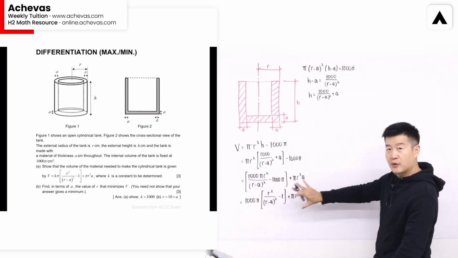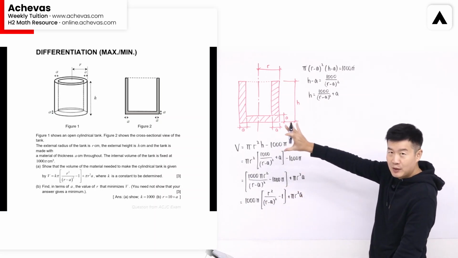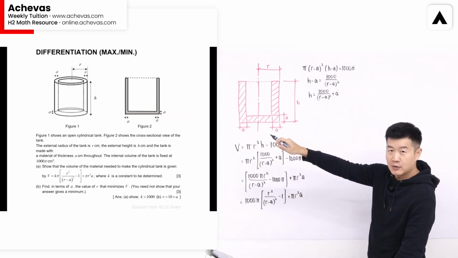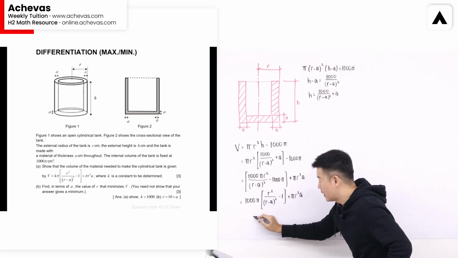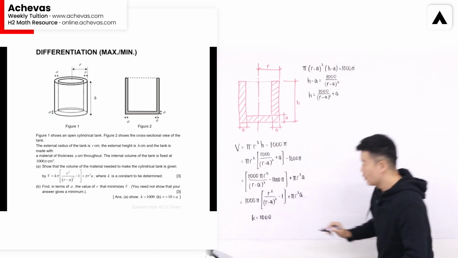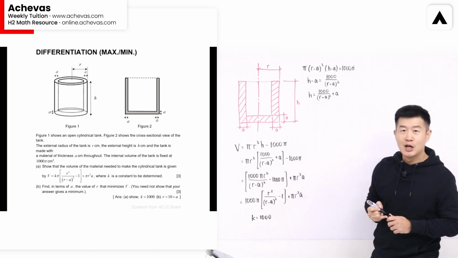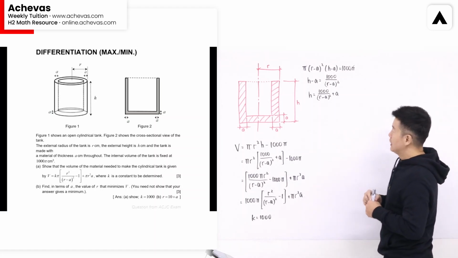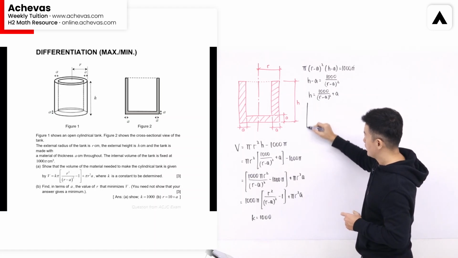then plus pi r square a. Okay, we have already almost shown fully what the question wants us to show, except that they also want us to quote the value of k. So for us, we can see that k is this. So k is equal to 1000. Okay, my showing process is now complete. Let's move on. Let's take a look at part B of this question.